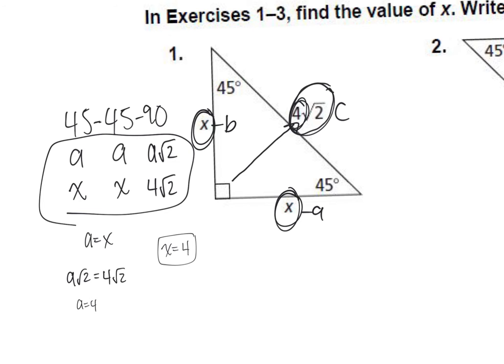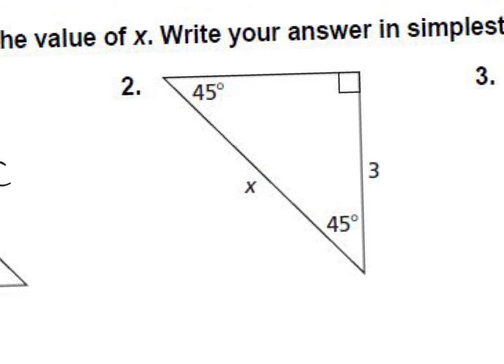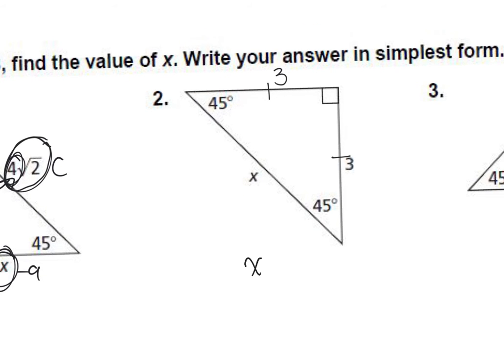All right, number 2. Again, 45, 45, 90, correct? So 3 is a leg or the hypotenuse? A leg, and it has to be the same as this leg. Do you guys agree? So what's the length of this one over here? 3. That means that x is going to be equal to 3 times the square root of 2.